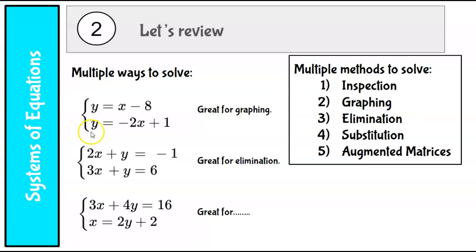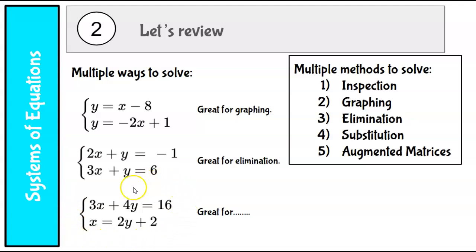And we've talked about there are multiple ways to solve these equations. So the first ones here are great for graphing because they're already in slope-intercept form. The y-intercepts are whole numbers, so it would be easy to put it onto a graph and find the intersection. This one is great for elimination. Set up in standard form, we have numbers here that are the same, so if we subtracted these two equations from each other, these would cancel out, and we could solve it. Great for elimination.